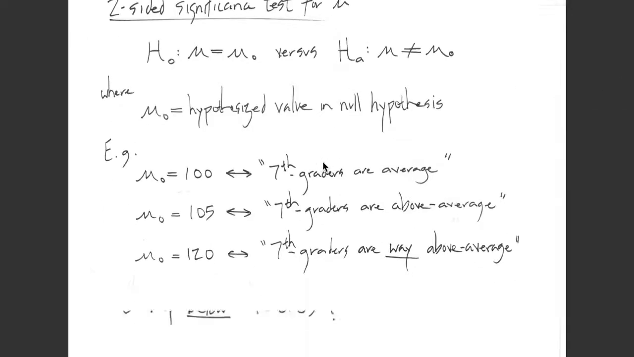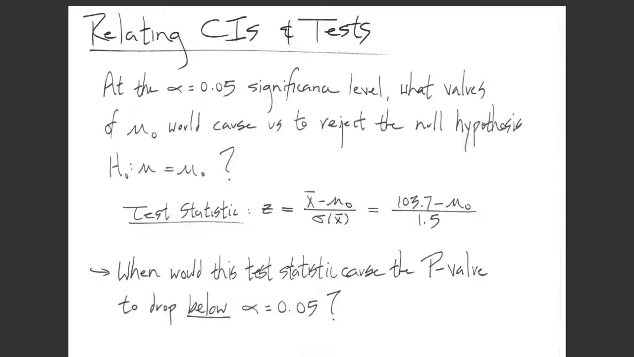Because I want to ask the question, what values of that null hypothesis, that mu naught, would cause us to reject the null hypothesis at the alpha equal 5% significance level? So we want to figure out, if we can, what values would we reject and what values would we fail to reject in this null hypothesis if we did a significance test. The way to look at that is to carry out the significance test, at least as far as we can, using mu naught as our null value.